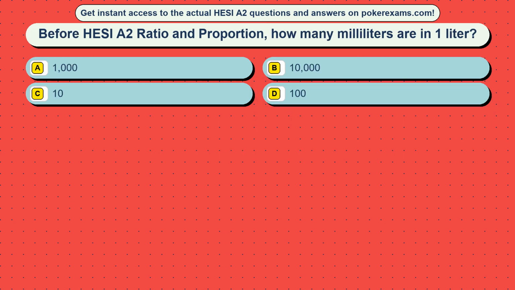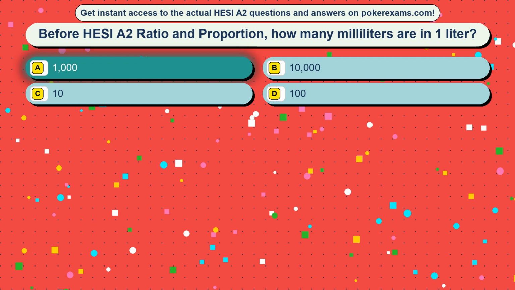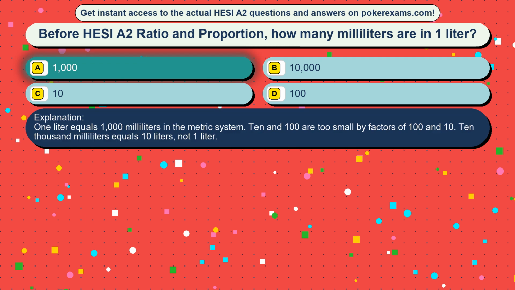Question 15. Before HESI A2 ratio and proportion, how many milliliters are in 1 liter? Option A. 1000. Option B. 10,000. Option C. 10. Option D. 100. The correct answer is option A. 1000. 1 liter equals 1000 milliliters in the metric system.